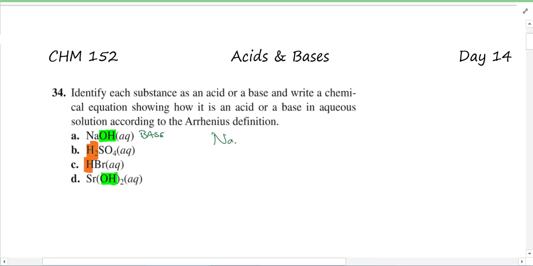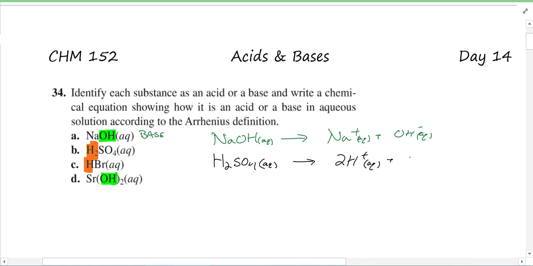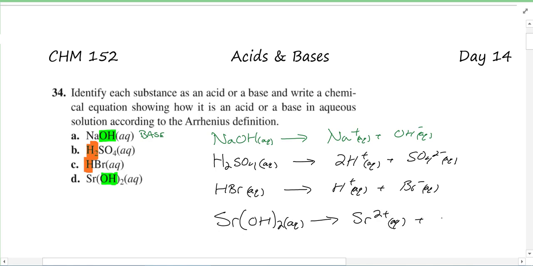So if we have hydroxide, we're a base. How is sodium hydroxide a base? NaOH, aqueous, just dissociating to sodium ion and hydroxide. Sulfuric acid, we have for B, H2SO4 going to 2H plus and SO4 2 minus. Same thing with HBr, H plus, bromide, and strontium hydroxide. Hopefully this was pretty straightforward for you.